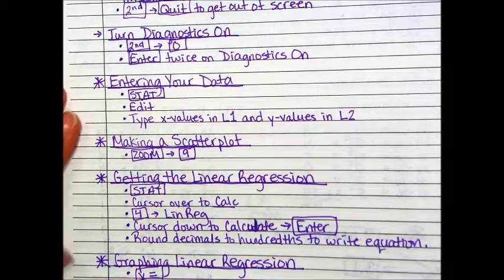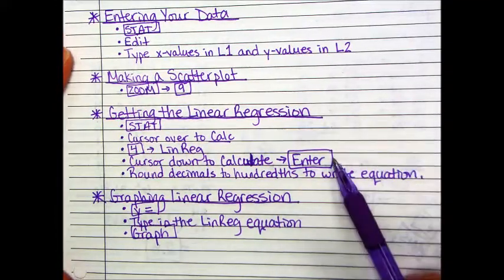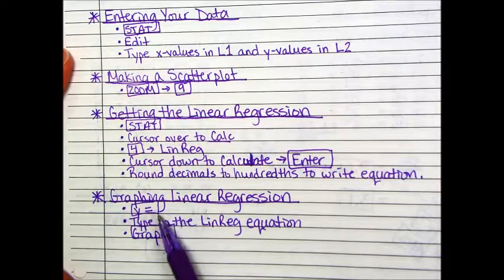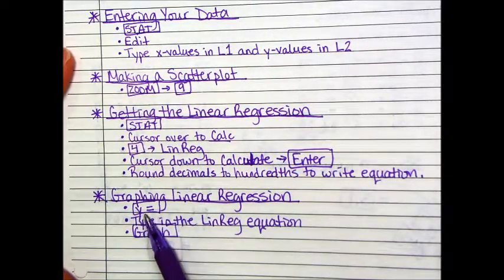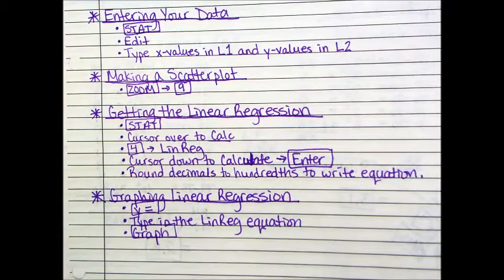All right, and then last but not least, so you can actually see your amazing line of best fit go through the graph and how well it fits it, you are going to hit y equals, type in that linear regression equation that you wrote down, and then hit the word graph. And it will show you that lovely line going right through the middle of your scatter plot so that you guys know what that will actually look like.